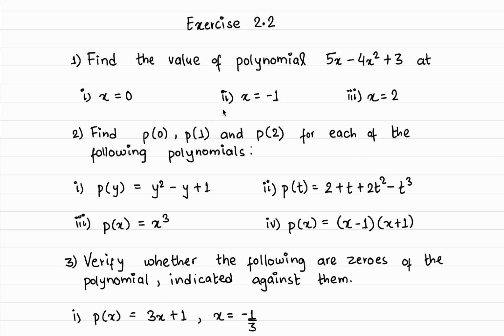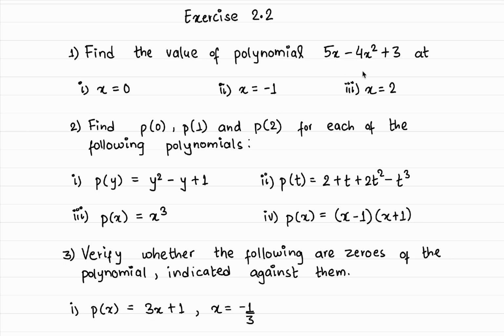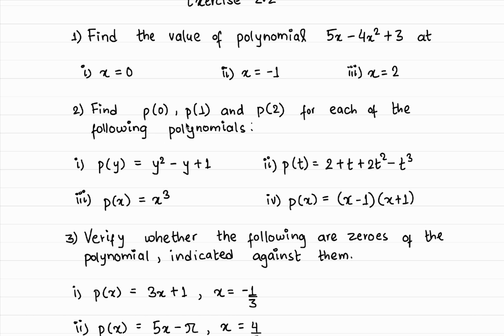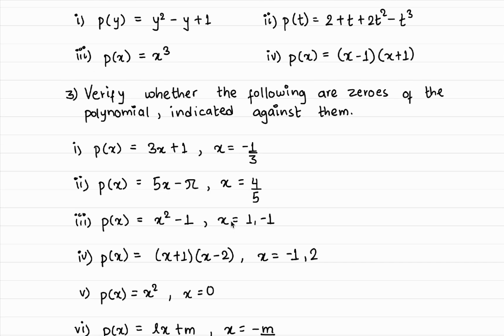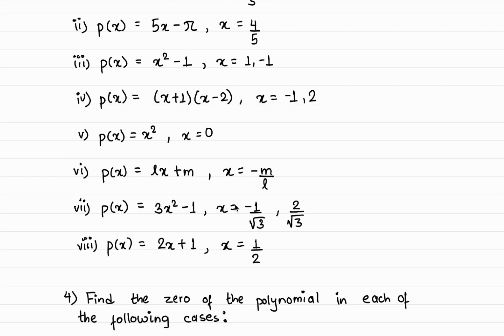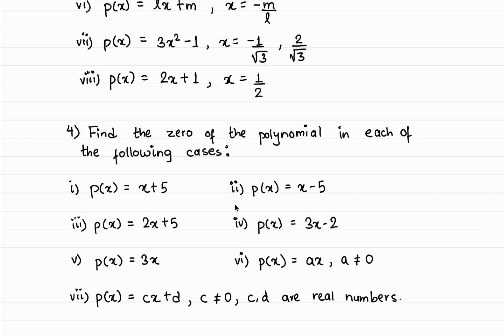Here we have 4 types of questions. So the first one is just finding the value of polynomial. The second one is finding the value of P0, P1, and we just put these values in these polynomials. The third one is checking whether the given numbers are zeros of these given polynomials. And then the fourth one is finding the zeros of the polynomial.